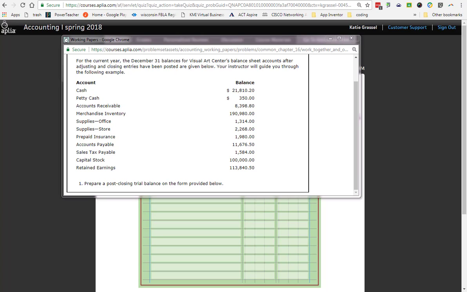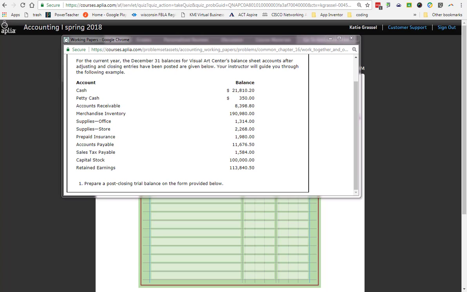Now, what we did not do with our adjusting and closing entries, which you're going to have to do on your mastery problem, the extra credit problem, is actually post. It wasn't hard to go through and journalize it, and it wasn't hard to record it, but you don't have that extra step of posting. And it's really important that you post in the correct order.